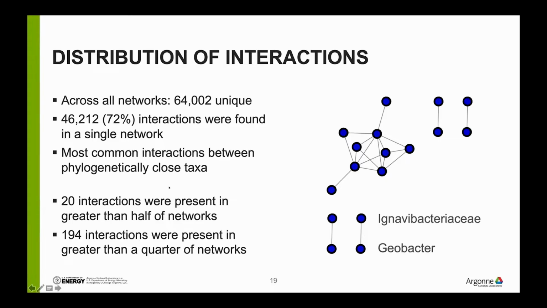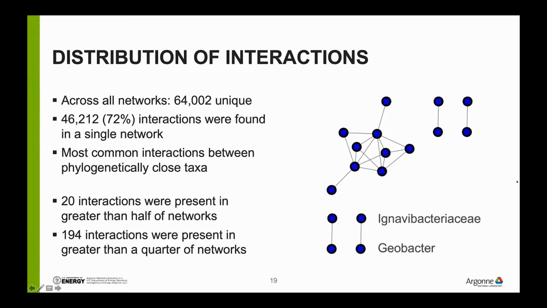And then, but there were some that were really common and that were present in a good majority of the networks. And some of those were really interesting, right? So most of them were phylogenetically similar taxa. So maybe it was just the environmental conditions, the microbes were changing in the same direction with the environmental conditions.